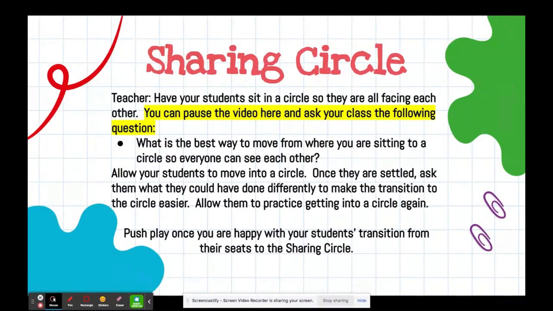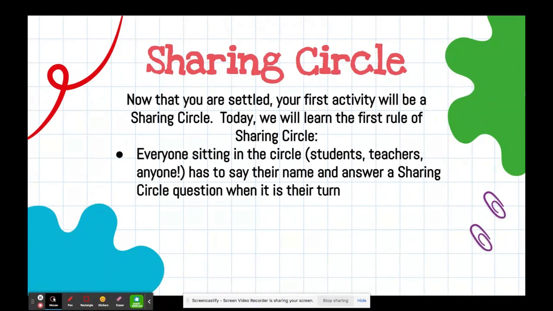Sharing circle. Teacher, have your students sit in a circle so they are all facing each other. You can pause the video here and ask your class the following question. Now that you are settled, your first activity will be a sharing circle. Today, we will learn the first rule of sharing circle. Everyone sitting in the circle, that's students, teachers, anyone, has to say their name and answer a sharing circle question when it is their turn.